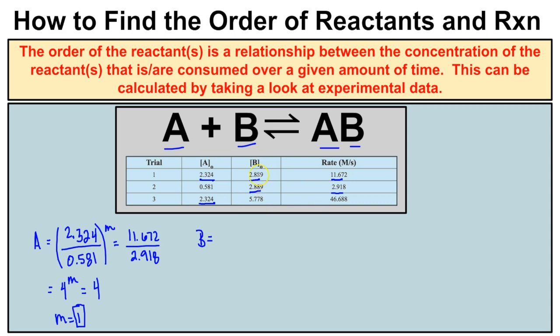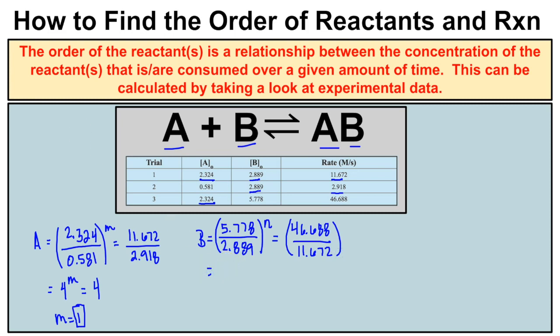We'll take the higher of our two values for B, which is 5.778, and divide this by 2.889, the lower of the two values. And we're going to raise this to the power of n. This is going to equal, if we take a look, we're holding A constant in trial 1 and in trial 3. So if we compare the rates for trial 1 and trial 3, we see these two numbers right here. We'll take the larger of the two, 46.688, divided by 11.672.